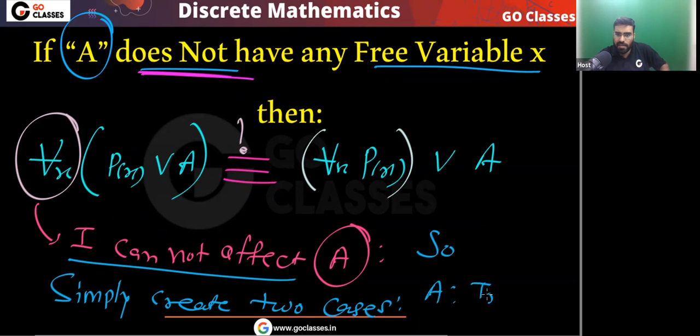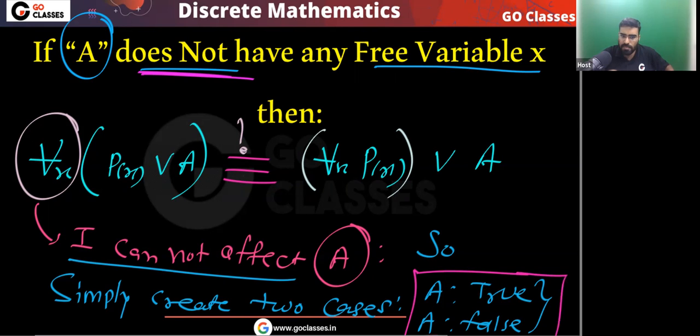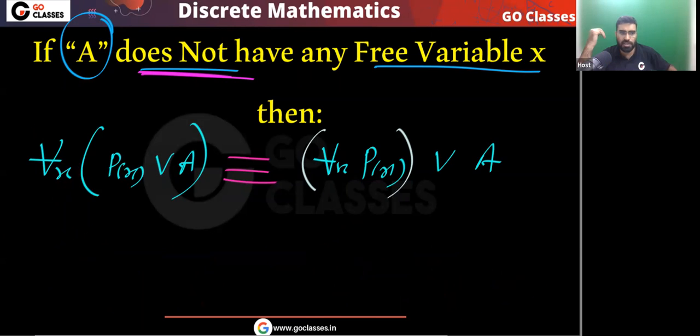One case where a is true, this possibility you consider, and one case where a is false, this possibility you consider. So you consider these two possibilities and then you solve the question. Simple. Okay. So now let's solve this question by considering these two possibilities.